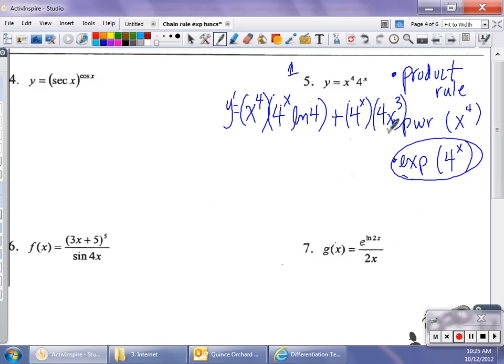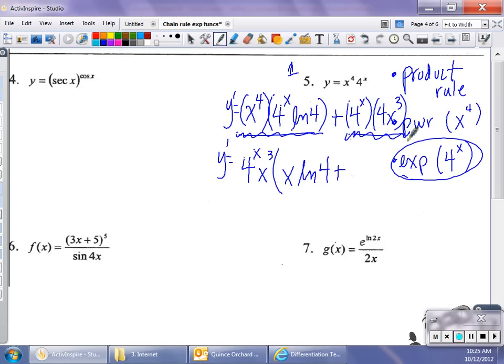Now there is a little bit of cleaning that we could do here. Here are my two terms. I could factor a 4 to the x out of both terms. I could also factor an x cubed out of both terms. And in the first term, if I'm factoring out x cubed, that will leave me with x. The 4 to the x is factored out, and comes the ln of 4. And in the second term, if I factor out a 4 to the x and an x cubed, then I will have a 4 left over in there. If I did that correctly, I think I did. Okay?